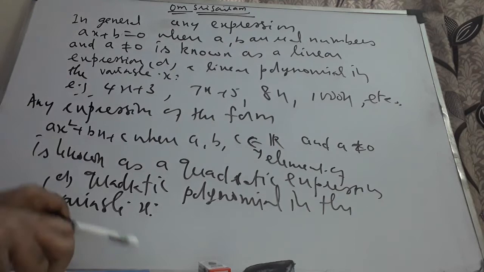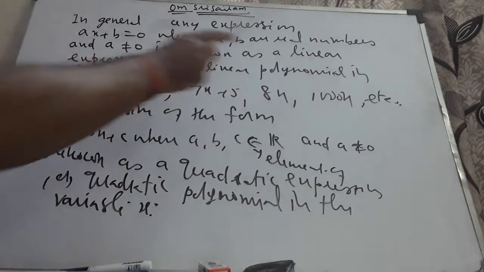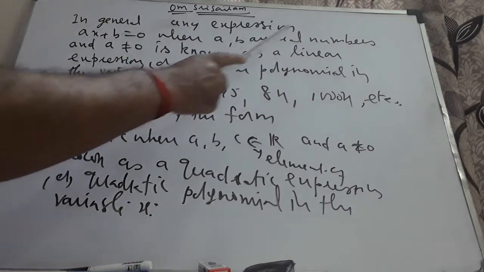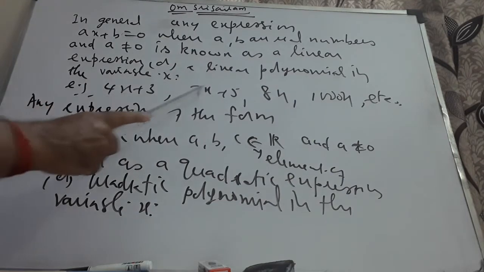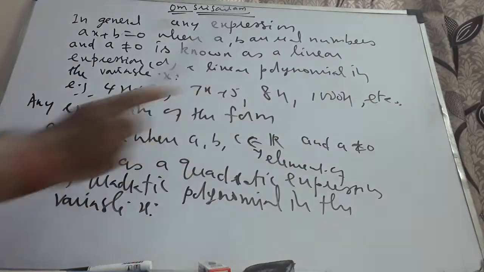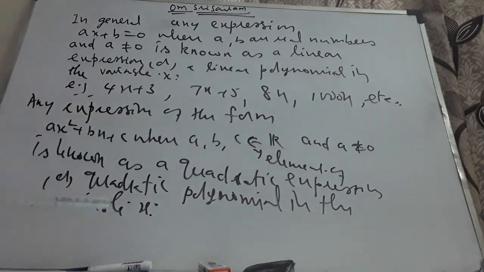Let me just repeat. Any expression of the form ax plus b, where a, b are real numbers and a not equal to 0, is known as a linear expression or linear polynomial in the variable x. Example, 4x plus 3, 7x plus 5, 8x, 1000x, etc. Or of course even root 3x you can have. Root 3 is also a real number. 2 by 3x you can have. 2 by 3 is a real number. But x shouldn't be in the denominator. X should be in the numerator.